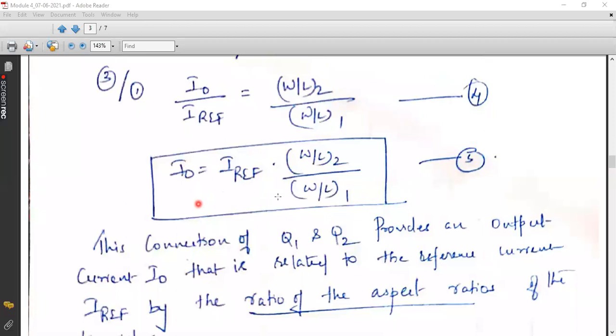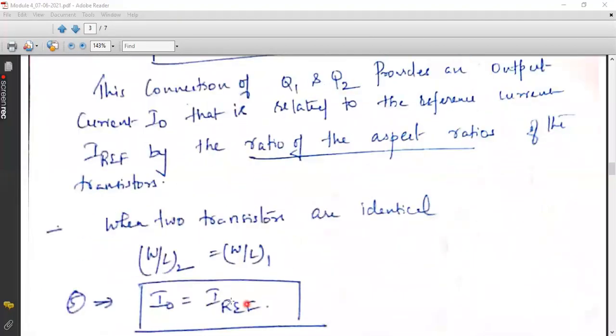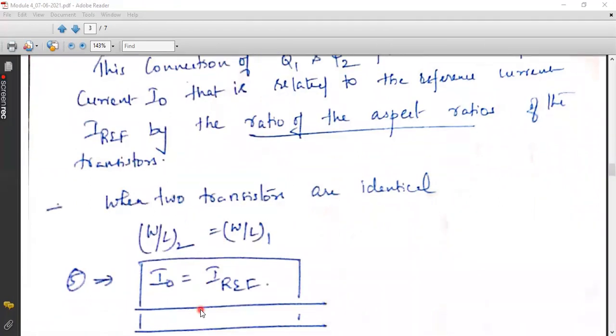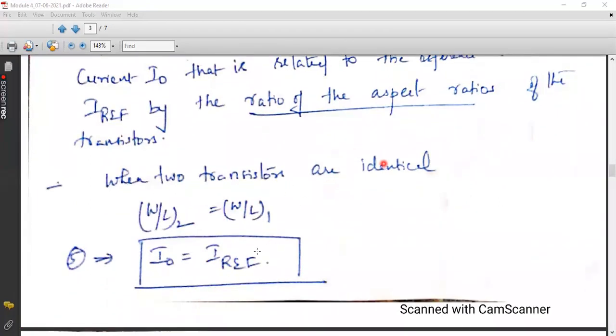Once you have written this equation, you can write the special case. What is the special case? The special case is when the two transistors are identical, their aspect ratios will be the same and therefore I0 will be equal to IREF. This particular case is only applicable for identical transistors, that is, the aspect ratio of Q2 is equal to the aspect ratio of Q1.